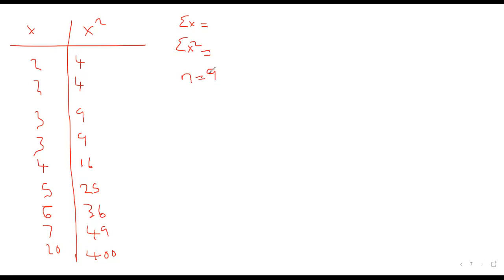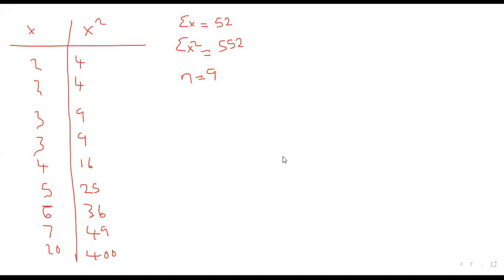So let's add them up quickly. The gents who are slower can add the x's. The ladies who are faster can add the x squared. So the sum of x is 52. Not 51, it's 52. I found 52. Then the sum of x squared is 552.